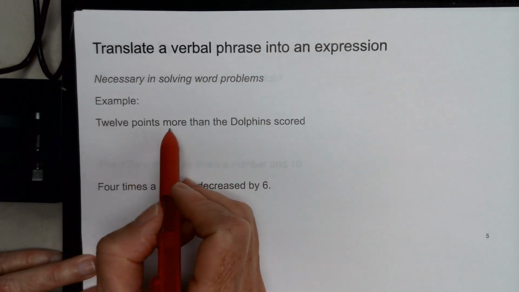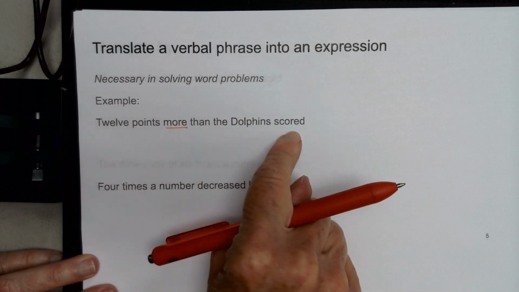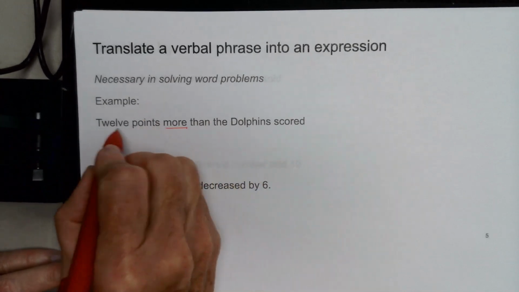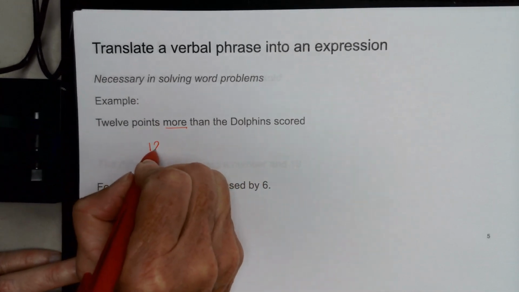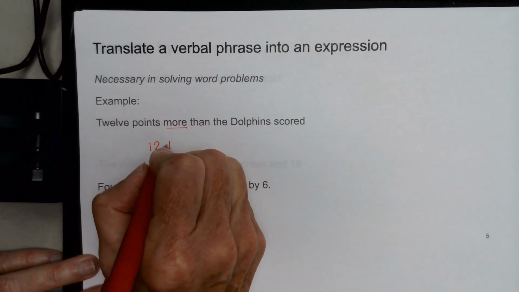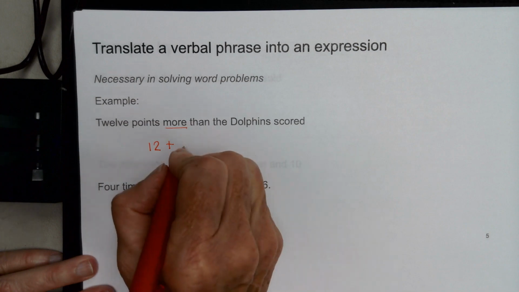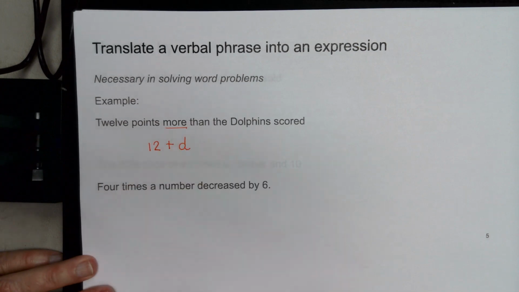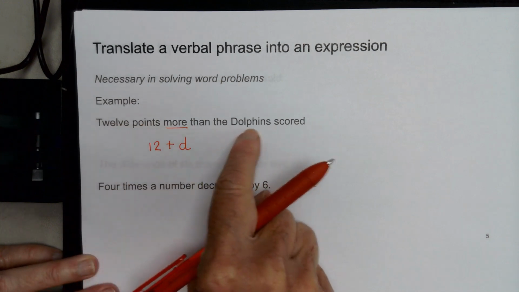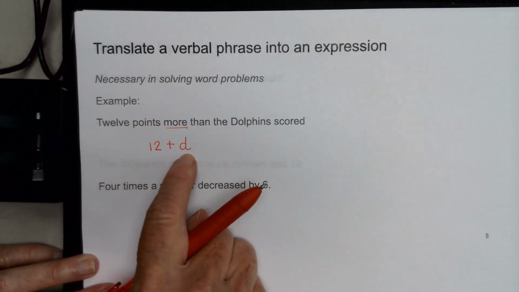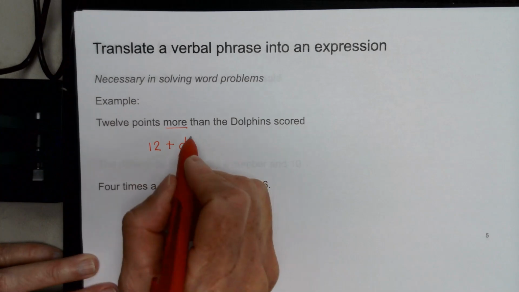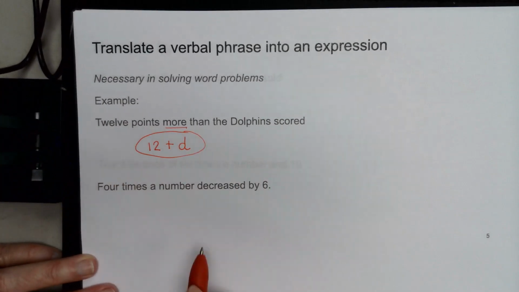So I have 12 points more than the Dolphins scored. So I know that 12 points I can write as 12. More is plus. I don't know how much the Dolphins scored, so what I just do is choose a variable to take the place of what the Dolphins scored. So when I take it from a verbal expression, 12 points more than the Dolphins scored, to an algebraic expression, it becomes 12 plus D, and that would be your answer.